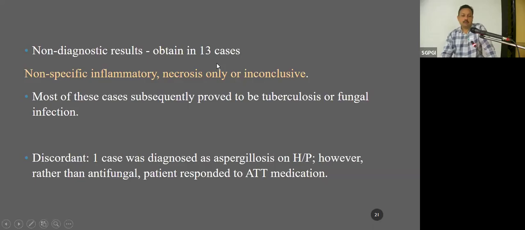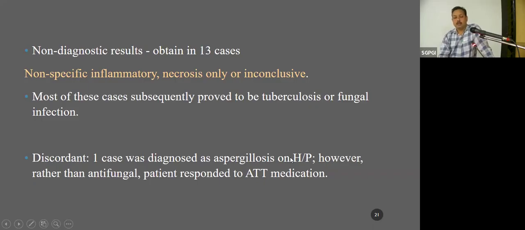Now, in 13 cases, we had non-diagnostic results where we had only a non-specific inflammatory picture, or there was necrosis only, or the specimen was inconclusive. Most of these cases subsequently proved to be tubercular or fungal. In 1 case only, we had the diagnosis of aspergillosis on histopathology.